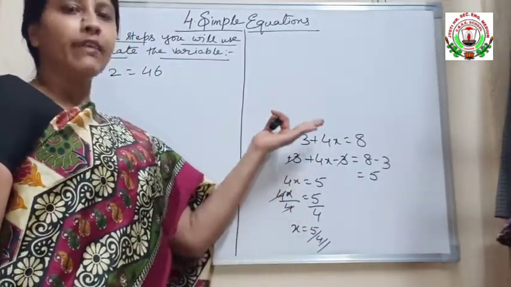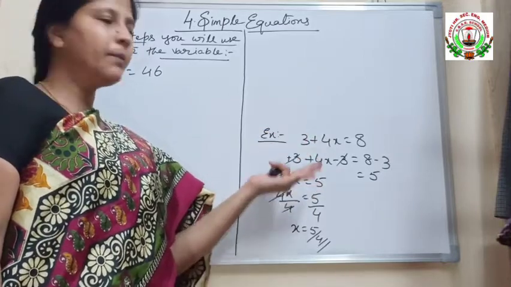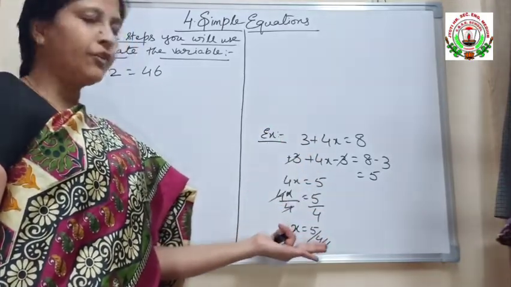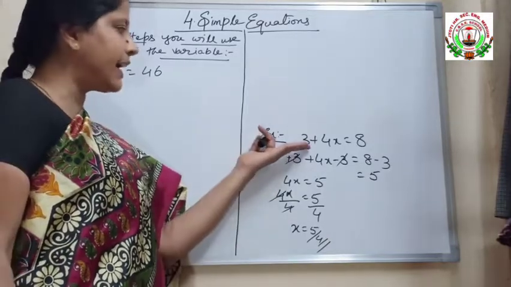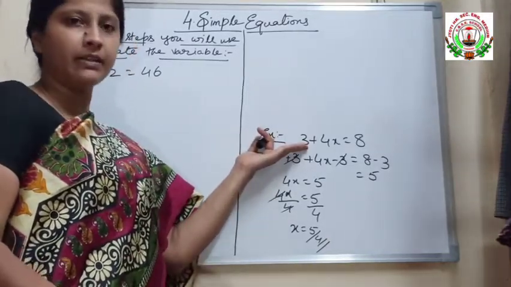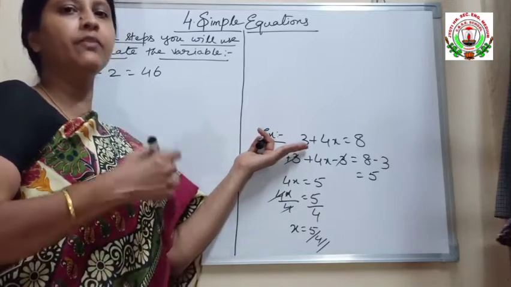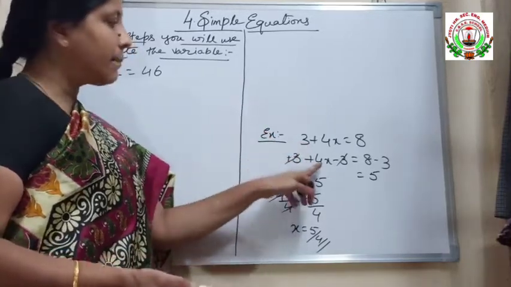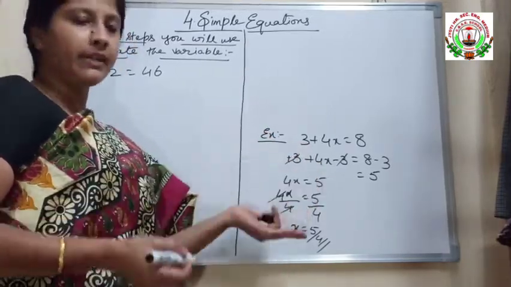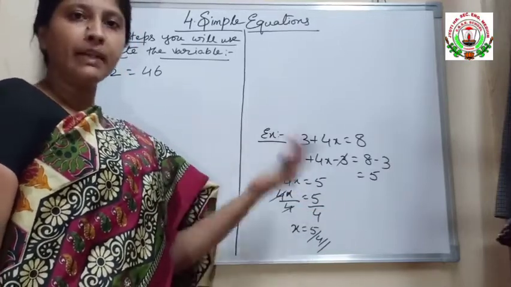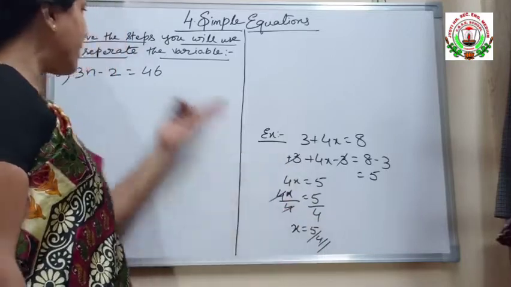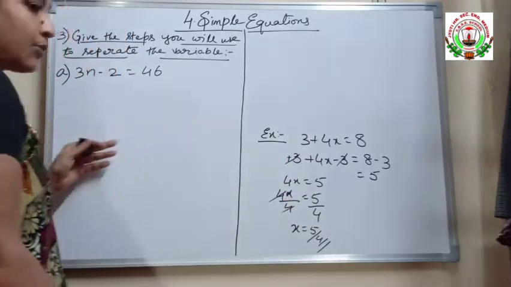That is, the value of the variable is not given, but we are finding the value of the variable by adding the numbers or subtracting the numbers. When addition is given, we are subtracting the numbers. When subtraction is given, we are adding the numbers. When multiplication is given, we are dividing the numbers, and when division is given, we are multiplying the numbers. In the same way, we are going to do the third question also.